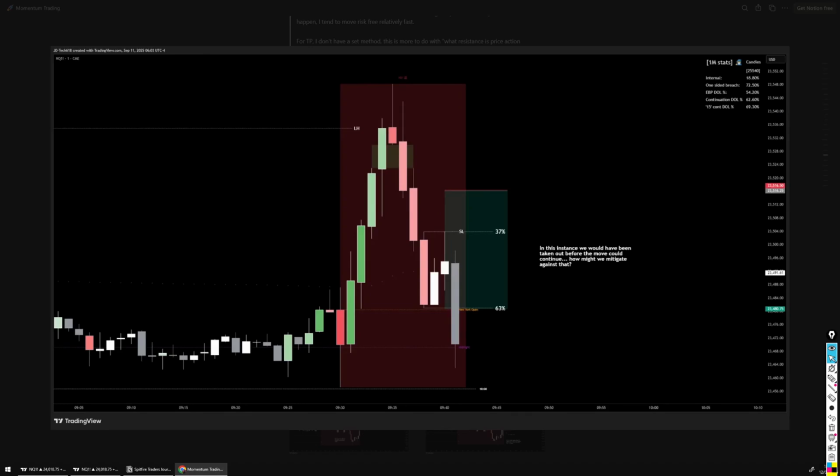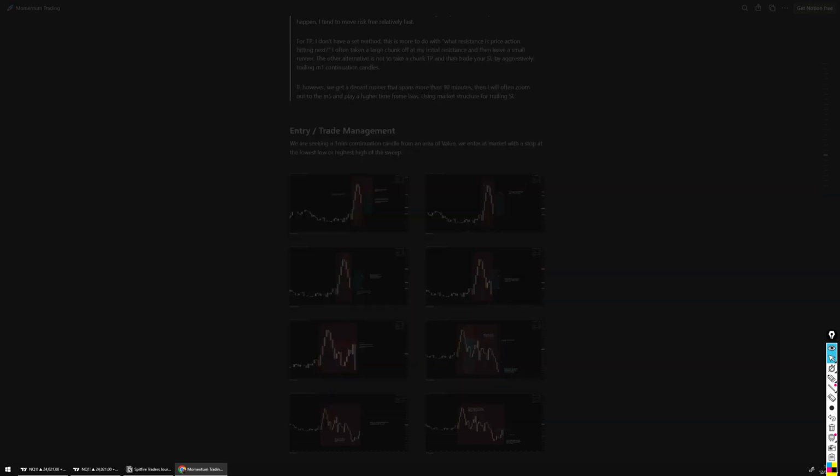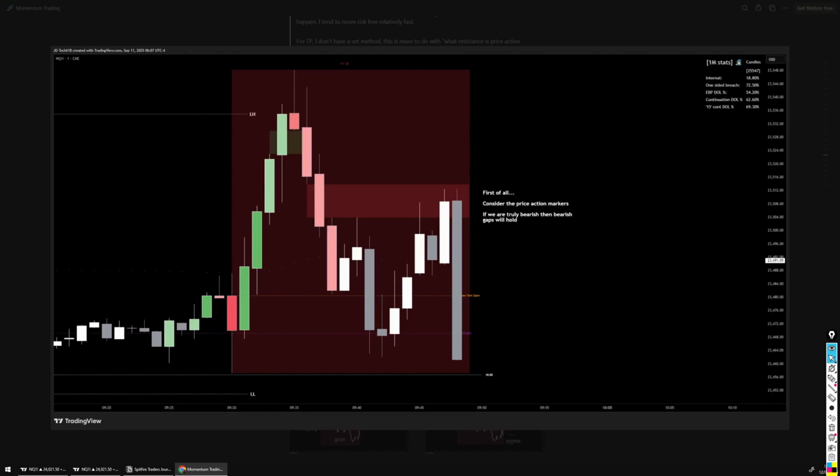So how can we mitigate against that? This is what I want to explore a little bit more. It's very similar in the way we approach this, but like he said, I like to utilize more of the low time frame price action to determine whether I think we're going to keep going. In this instance, we could utilize the price action markers that we had at hand, which are bearish gaps.